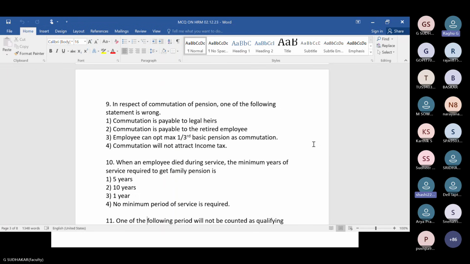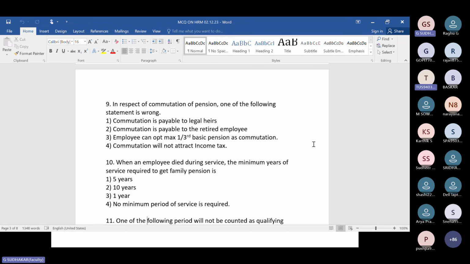Question number 9. In respect of commutation of pension, one of the following statements is wrong. Commutation is payable to legal heirs. Commutation is payable to the retired employee. Employee can opt maximum 1/3 basic pension as commutation. Commutation will not attract income tax.